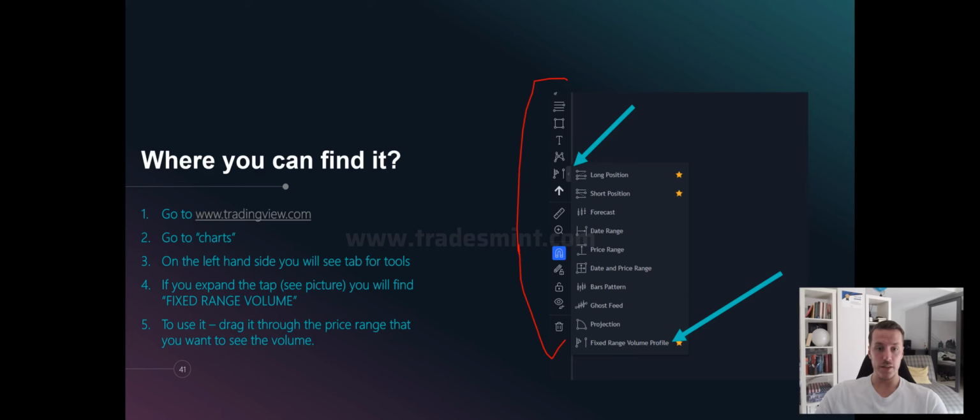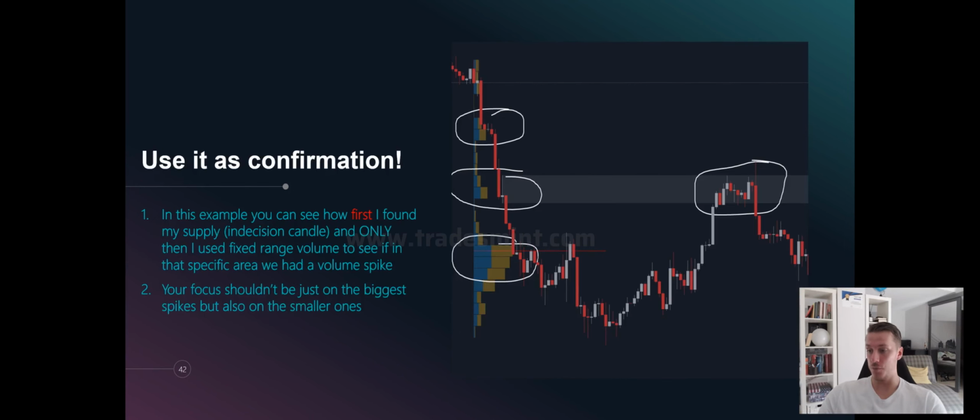You click this little arrow, and you look for fixed range volume profile, and I would suggest you add it to your favorites. Click this little star and it's going to pop up on your chart and you're going to see it at all times. To use it, just click on it and then drag over the area of the candles you want to use it for, and it's going to pop up with the volume.